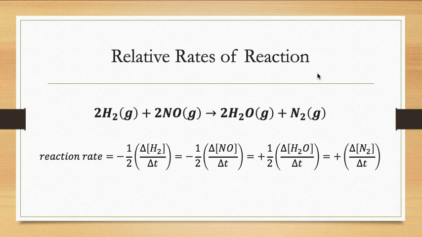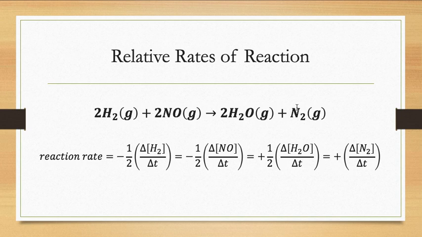Okay, and so we can relate all of these reactants and products using this string of equalities, and sometimes this is referred to as the relative rates of reaction. Since each substance is going to have a different rate of change, right? We just saw that. The rate of change for NO was very different from the rate of change for N2.